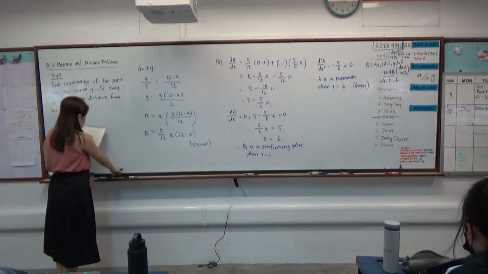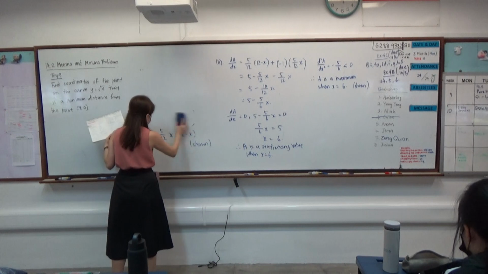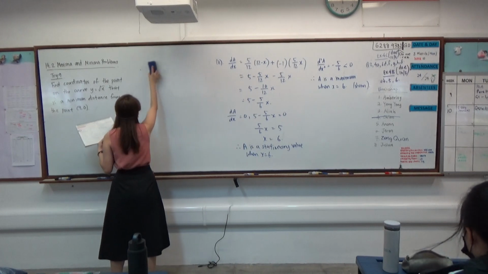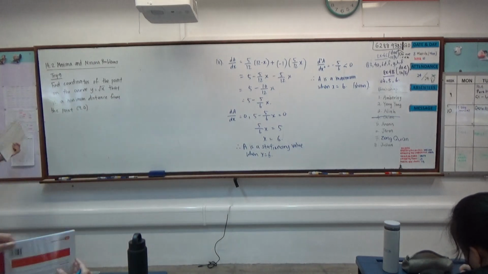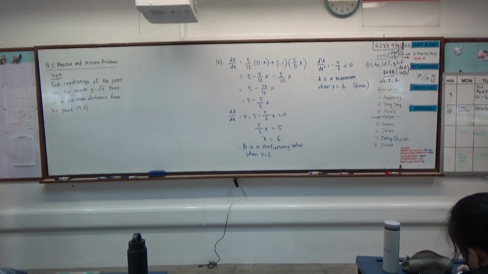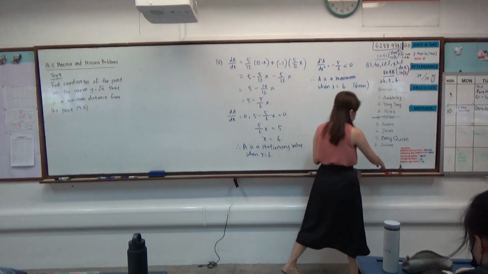Okay, next we look at try 9. So in try 9, we have to find the coordinates of the point on the curve y equals square root x that is a minimum distance from the point 9, 0. Okay. So if you don't know how the curve looks like, usually we just anyhow draw one curve. Okay. But I thought that maybe it would be helpful if you know how this y equals square root x looks like.